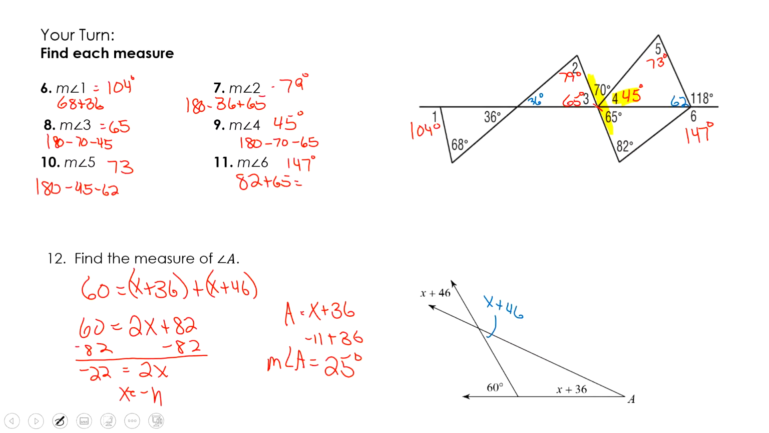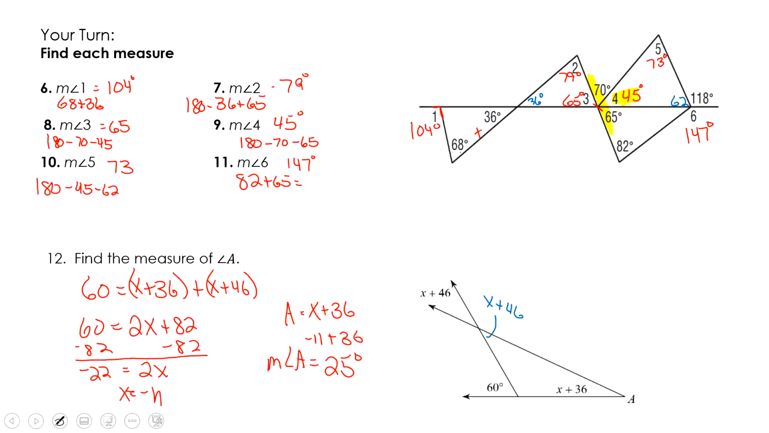So we found angle 1 was 104. It's basically the 68 and the 36-degree angle. It's the external angle of this triangle, so it has to be that plus that. Angle 2 we determined was 79 after finding out that 3 was 65. That left angle 2 as 79 because the triangle had to equal 180 degrees.